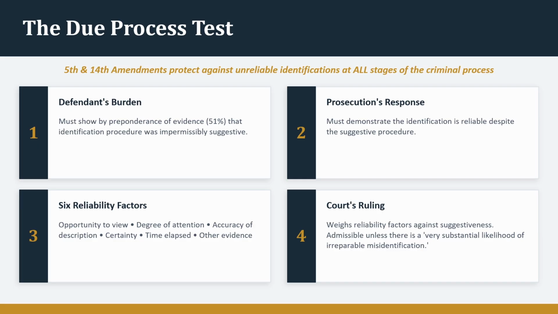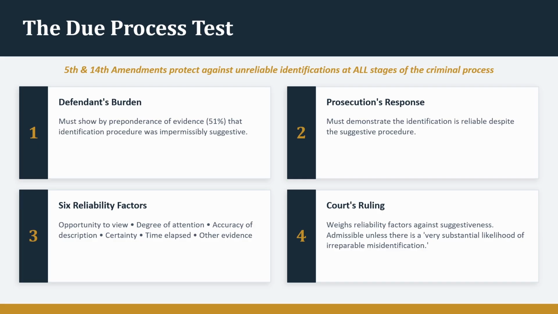The legal standard is whether, based on the totality of the circumstances, the suggestive procedure created a very substantial likelihood of irreparable misidentification. If it did, the identification is excluded. If the reliability factors outweigh the suggestiveness, the identification comes in and the jury gets to decide how much weight to give it. This is a totality of the circumstances test, which means no single factor is automatically decisive.